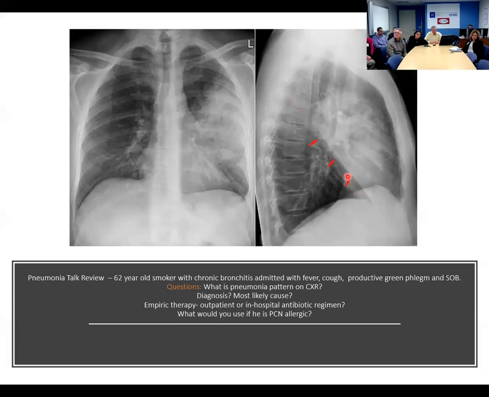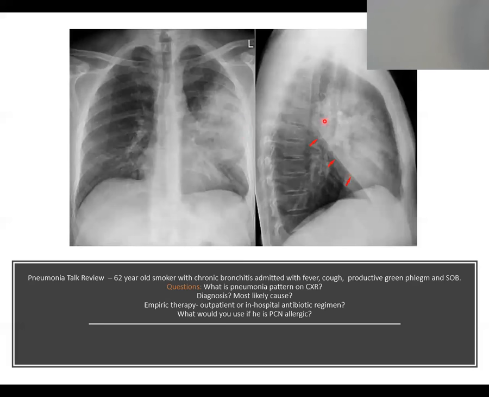MRSA, staph, the bad bugs, Pseudomonas, they'll just eat away at this thing. But Klebsiella, pneumococcus just doesn't do that. Okay, so then you can see it over here. So this is the front view, but this is a left upper lobe pneumonia, which is a typical pattern, typical presentation. So what's the most likely cause in this patient? Strep pneumo. Yes, very good.